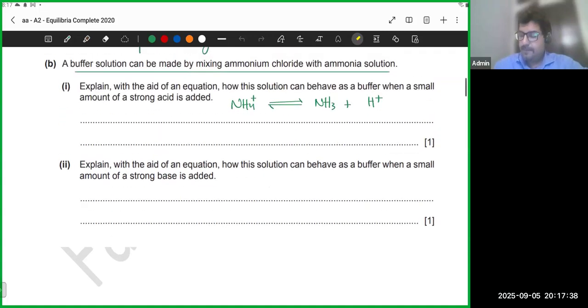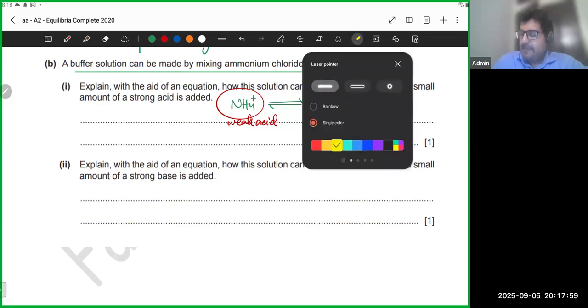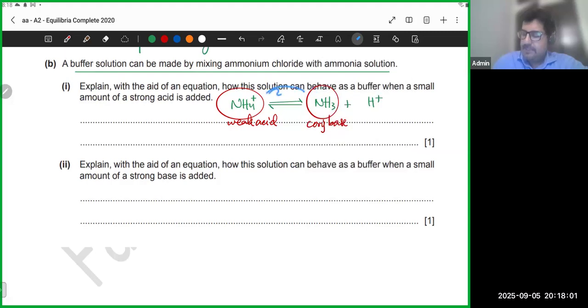So I had a question, which is that they told us that the buffer is being formed, and you had ammonium ions and you had ammonia. So I was able to figure out that this is my weak acid because it's the one that's going to produce H plus ions. And that, on the other hand, is my conjugate base because that is capable of accepting H plus ions. It's going to accept H plus ions and this is going to produce H plus ions.